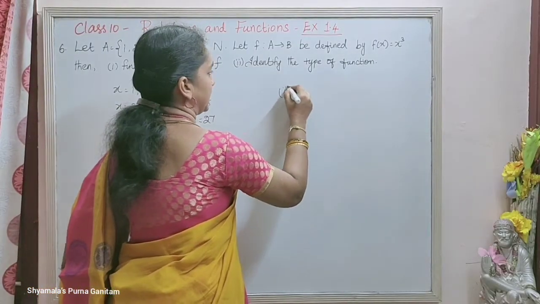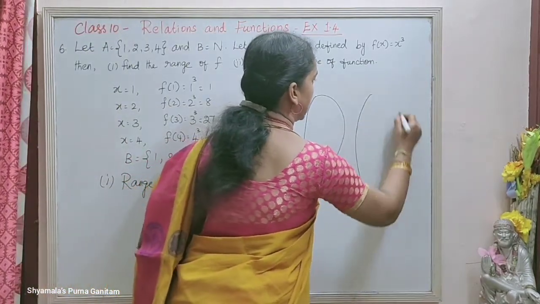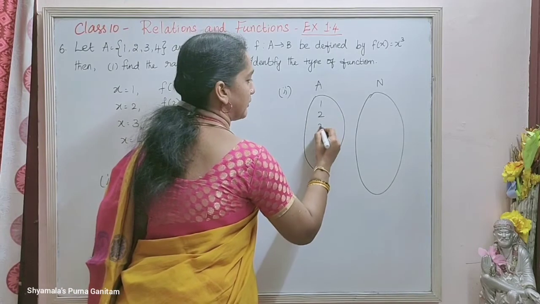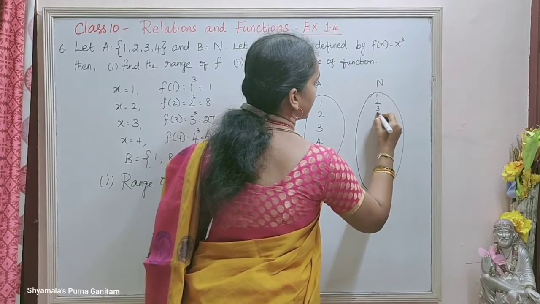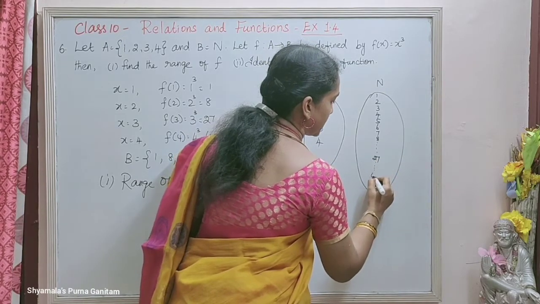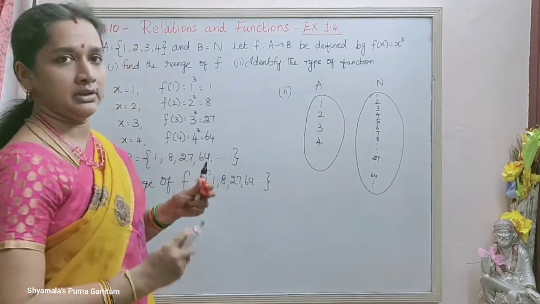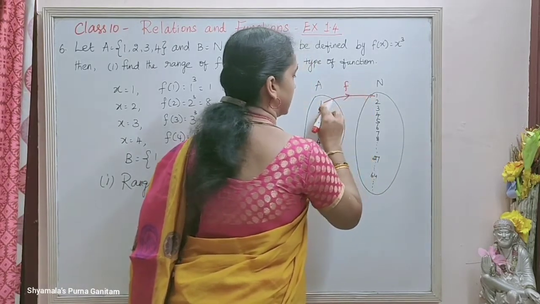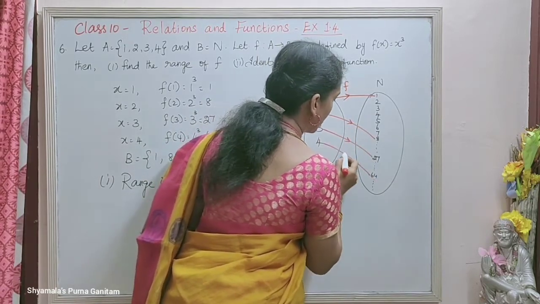We will identify the type of function using the arrow diagram. This is set A and this is set B with natural numbers. Set A has 4 elements: 1, 2, 3, 4. Since B is the natural numbers, we write the elements 1, 8, 27, 64, and it goes on and on. Then the function is related from A to B like this: 1 to 1, 2 to 8, 3 to 27, 4 to 64.